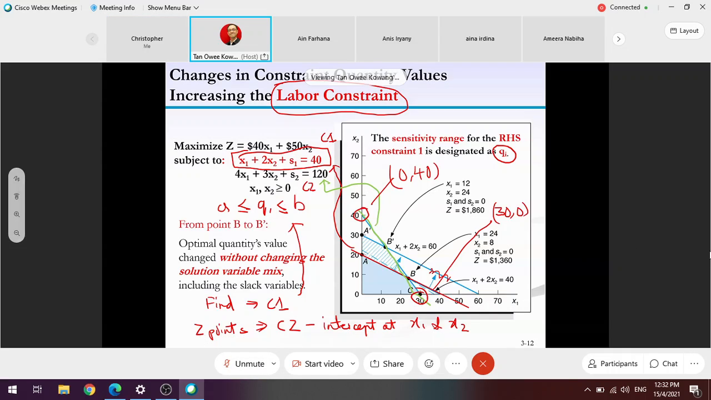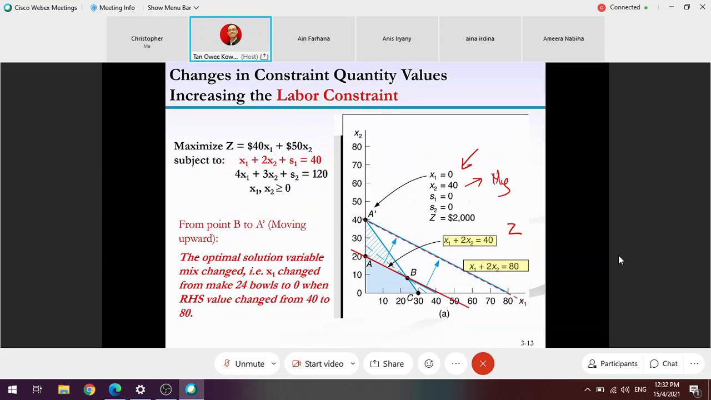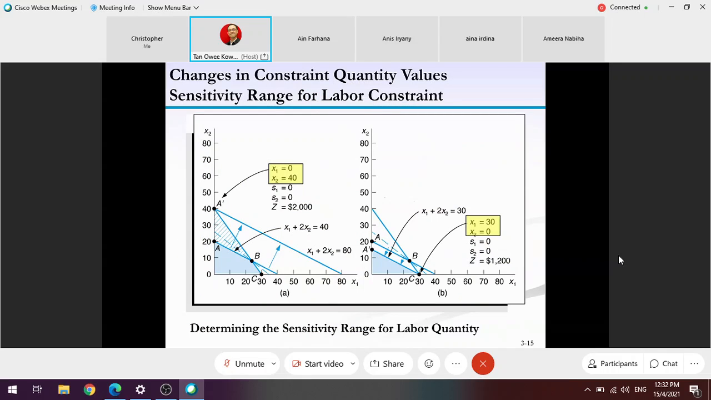Sampai sini faham? Ada dua constraint. Satu merah, satu hijau. I want to find the sensitivity range untuk yang merah. How to find? First thing, cari point yang garisan hijau intersect dekat X1 dengan X2. So if I do that, I will get these 2 points, exactly what I showed you earlier. So sebenarnya, the book asks you to move up, move down. Tak payah sebenarnya. You just define it this way.